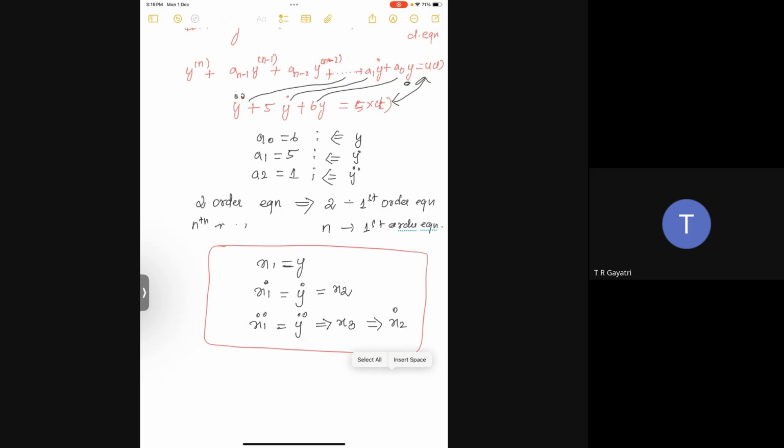I have a variable y here. I am assigning this y to some variable called x1. I'm just differentiating both sides. Then x1 dot equal to y dot. That I am assigning a different variable called x2.